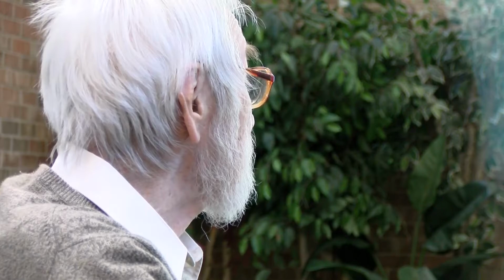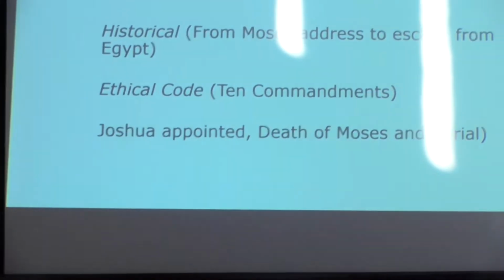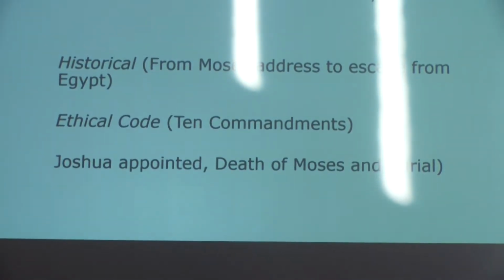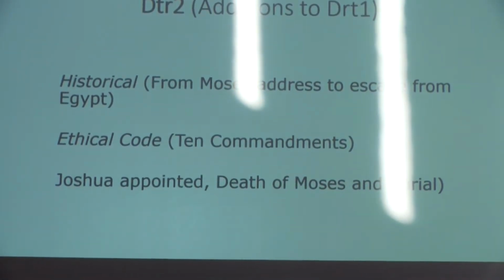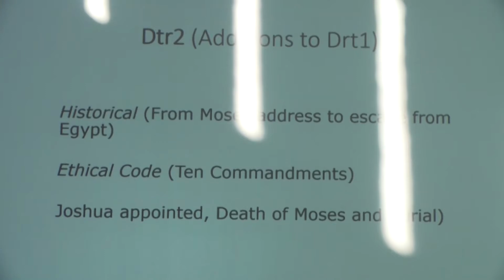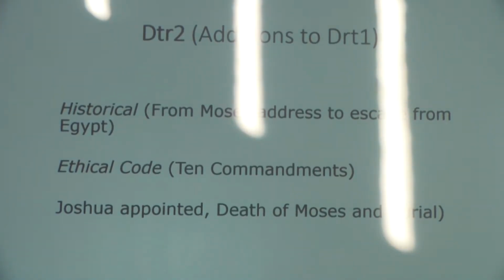Also included in that first edition is the ethical code. It's the 10 Commandments. How many of you are aware that you can find the 10 Commandments in two very different places in the Old Testament? Exodus 20 and Deuteronomy 5. I'll get into that a little bit later because they are almost identical. They're exactly the same except different. How do you like that? There are little differences that are very telling in that.